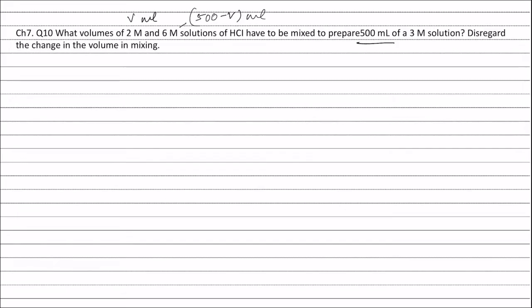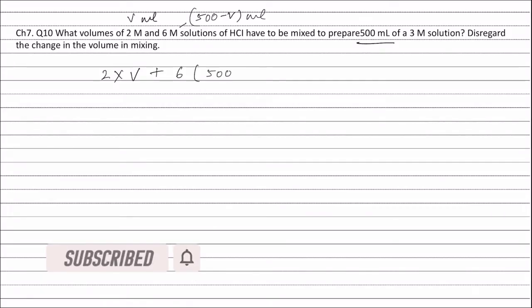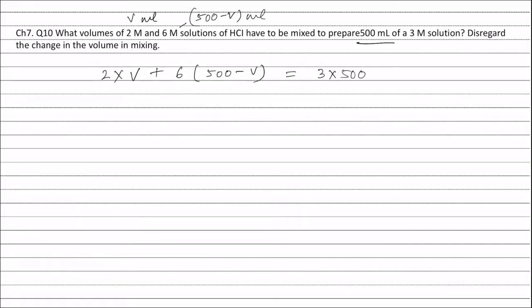Therefore, we can write 2 into V. 2 into V, or molarity into volume, gives the number of millimoles because the volume is in milliliters, plus 6 into 500 minus V is equal to 3 into 500. Solving this equation, we get the value of V. V is equal to 375 milliliter.